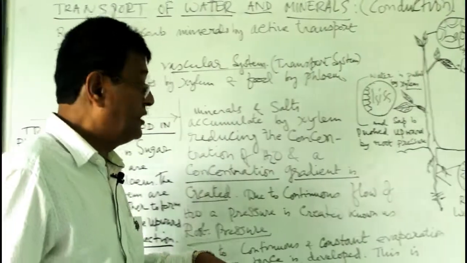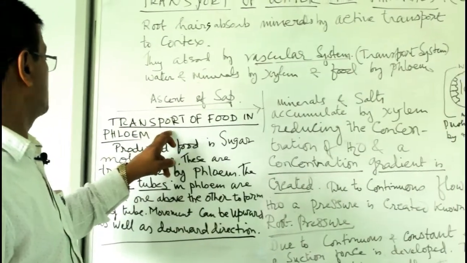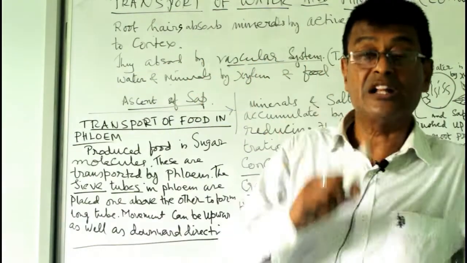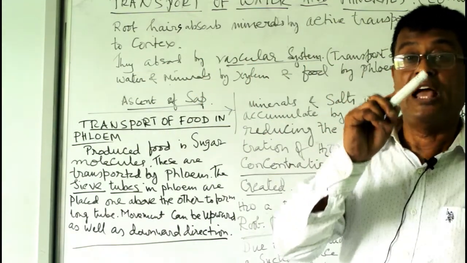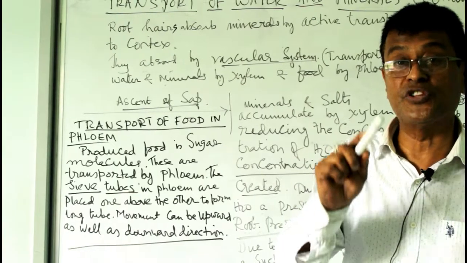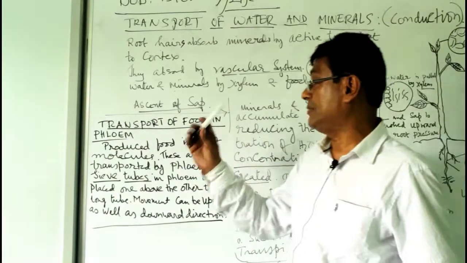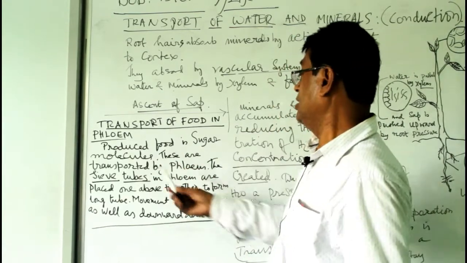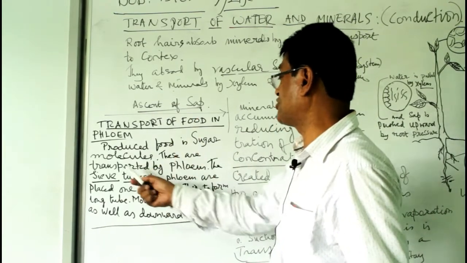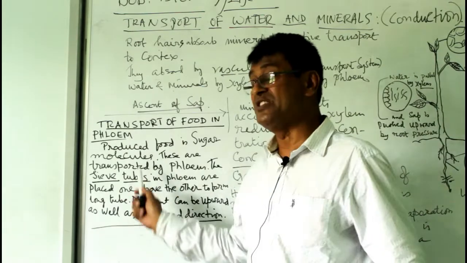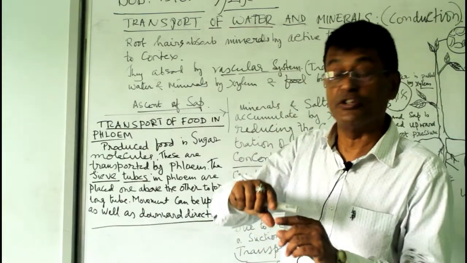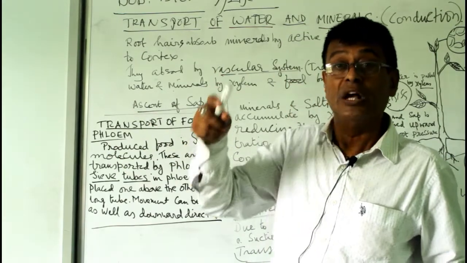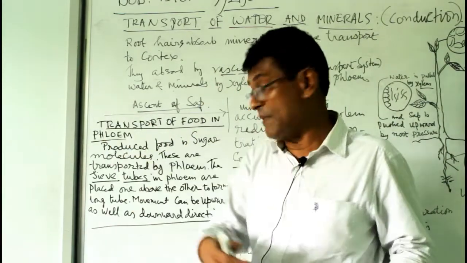Now we come to the part where we see the transport of food materials by phloem. Phloem is another conducting tissue which actually supplies or transports the food material to all parts of the body. The produced food is nothing but sugar, and these sugar molecules are transported by phloem. In the phloem element you see the sieve tubes, they are arranged one by one, making a long tube by which the food can pass.